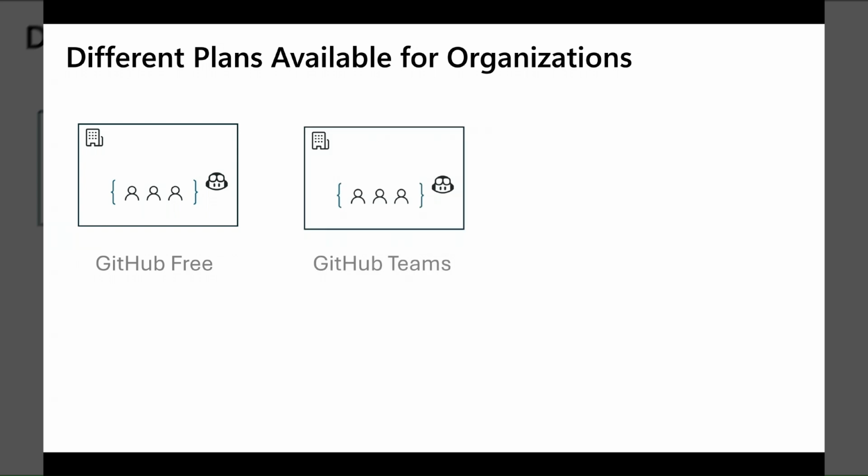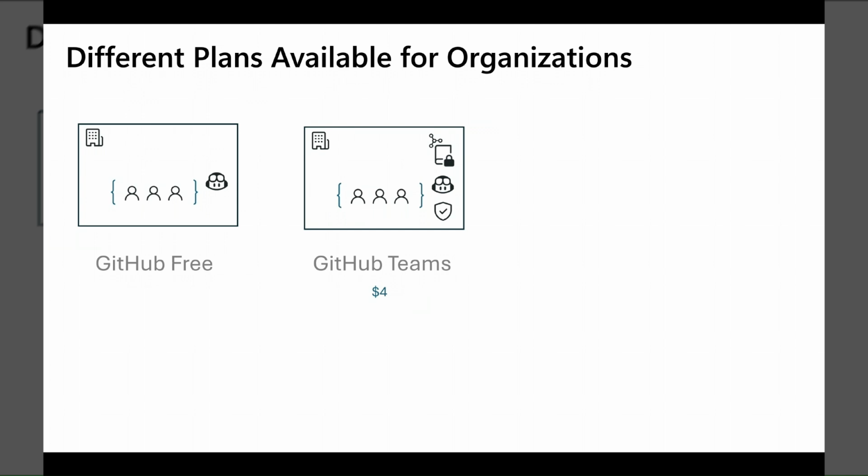GitHub Teams is an upgrade to GitHub Free. You still have all the same features with additional DevOps hardening, such as required reviewers on repositories and the ability for an add-on of DevSecOps features. GitHub Teams is $4 per user per month.